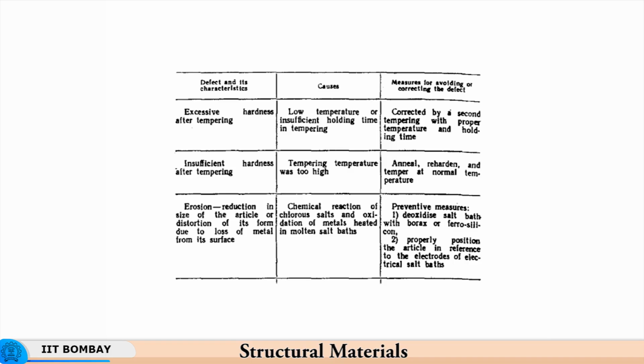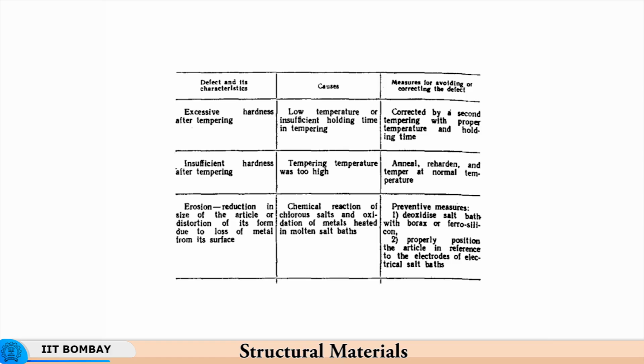Insufficient hardness after tempering. So, earlier case it was excessive hardness, now there is insufficient hardness. Now, you have tempering temperature that was too high, which means that the driving force for diffusion of carbon out of the martensite was too high, and therefore, you need to harden it again by annealing and rehardening. So, you first anneal it to minimize the stresses.